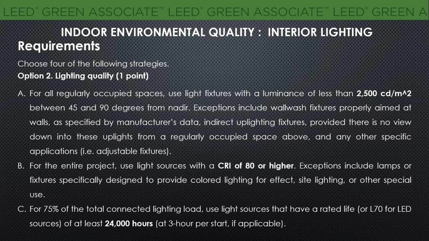Second option is regarding lighting quality, and here also you can get 1 point. So there are listed some strategies we need to choose among them. The first strategy is for regularly occupied spaces, use light fixtures with a luminance of less than 2500 candela per meter square, that is the unit of luminance, and it should be between 45 and 90 degrees from nadir. And then exceptions are also there for wall wash fixtures properly aimed at walls and for indirect uplighting fixtures.